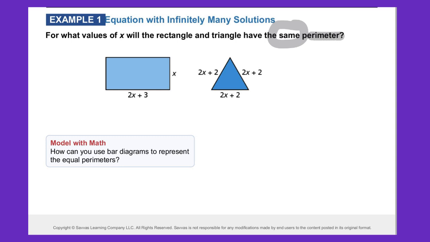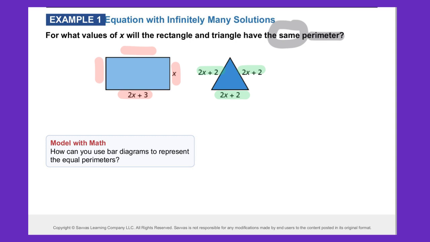It says, for what values of x will the rectangle and triangle have the same perimeter? All right, let's just review very quickly. Perimeter is the distance around something. So on my rectangle, I would add 2x plus 3, x, 2x plus 3, and x to get its perimeter. On the triangle, I'd take 2x plus 2, another 2x plus 2, and another 2x plus 2. I would add those all together. And remember, I want these to be the same.